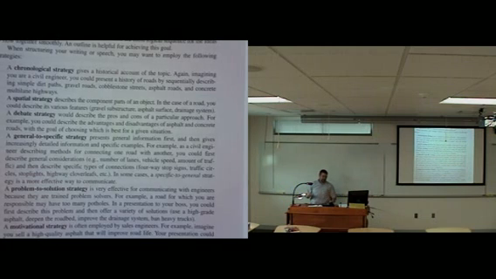This is on page 149. It's a useful little list of ways to organize the structure of some kind of paper, some kind of article, some kind of whatever you're doing. It even works for things like patents and other things like that. The first thing on the list is chronological. A chronological strategy gives a historical account of the topic. This works when the time scale is important to what you're writing about.